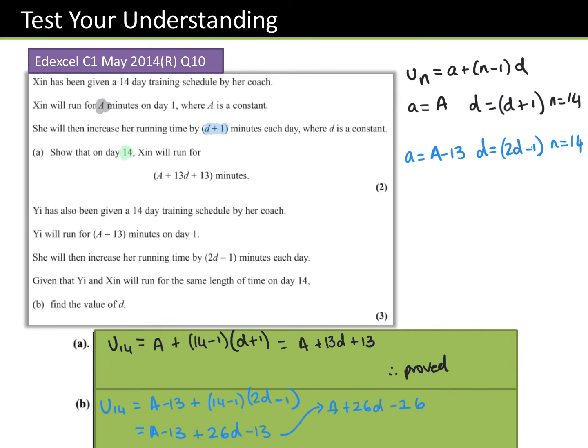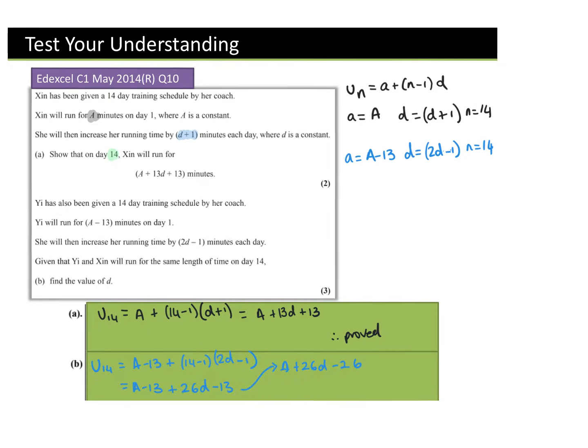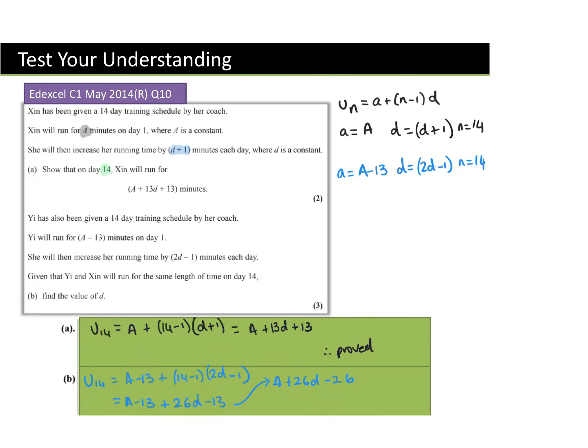So now I'm going to have a pair of simultaneous equations. So I'm going to have A plus 26D minus 26 equals A plus 13D plus 13. Now I can already see that I can cancel A from both sides. Minus 13D from both sides leaves me with 13D. Add 26 to both sides equals 39. Therefore, D equals 3.